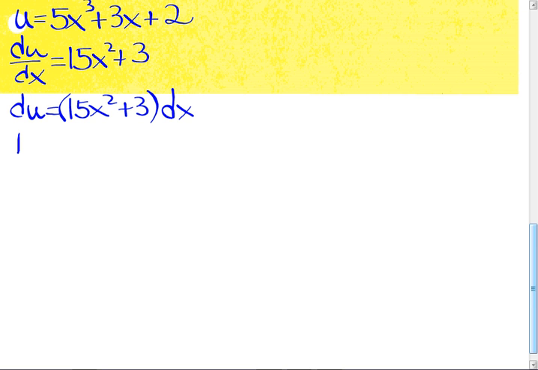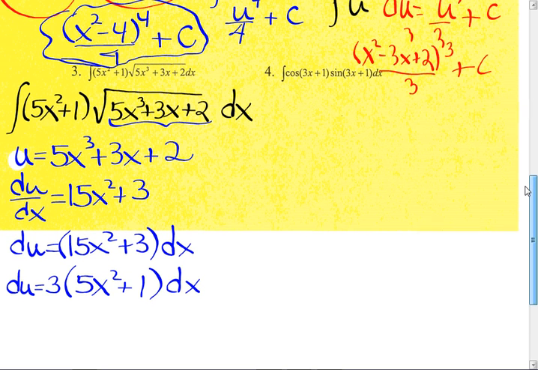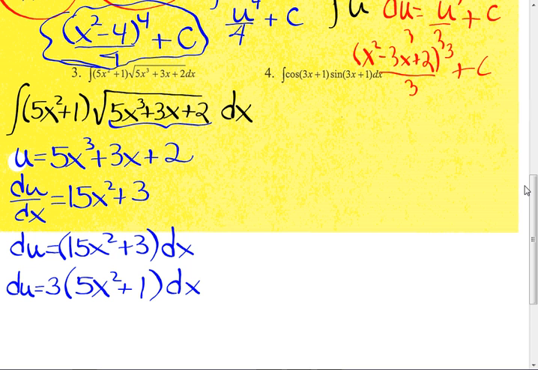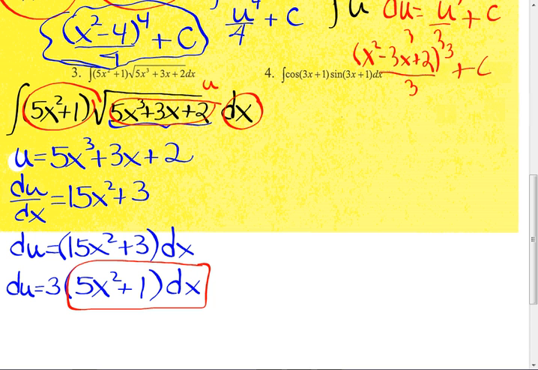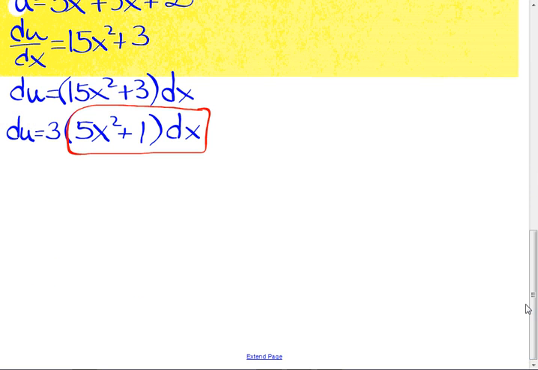Okay, so factor out what here? A 3. So I'm left with 5x squared plus 1 dx. Now we're going to go back up here and look at this and see what we got. I have this. That's u, right? So this is going to be u. What about this? I only want 5x squared plus 1 dx. I don't want 3 of them. So what could we do? Divide by 3. Think of this as an equation because it is. Divide both sides by 3.